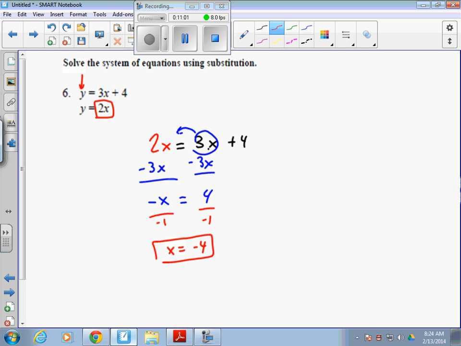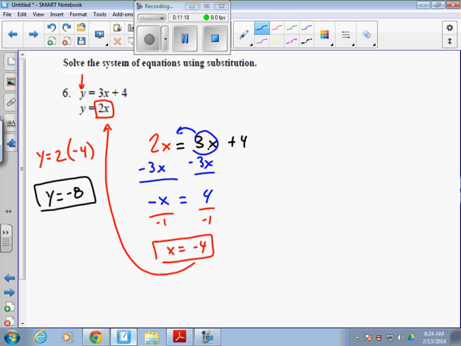In order to get y's value, take that and plug it back into the other equation, y equals 2x. So y equals 2 times our new value for x, which is negative 4. 2 times negative 4, y equals negative 8. X comma y, negative 4 comma negative 8.